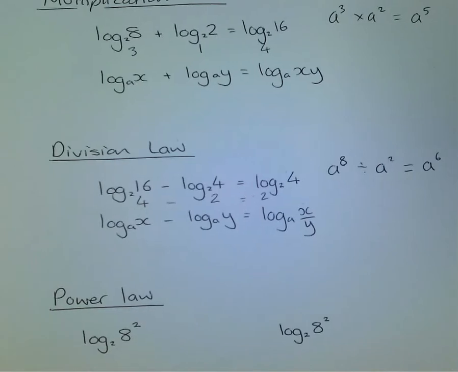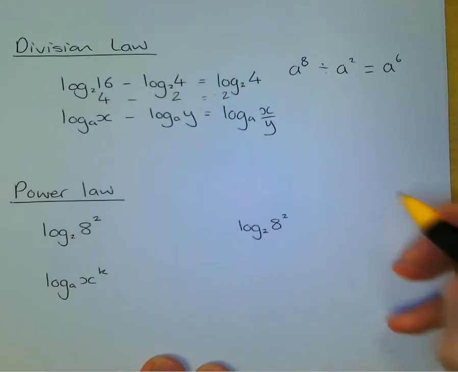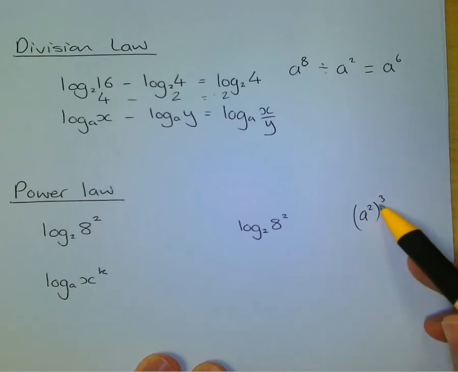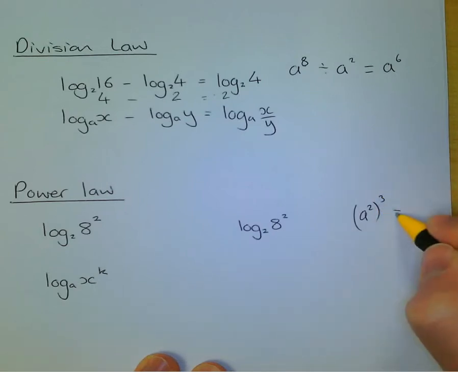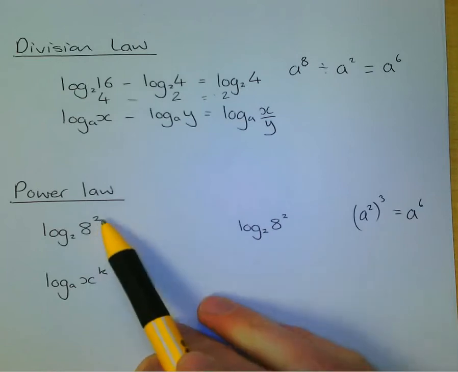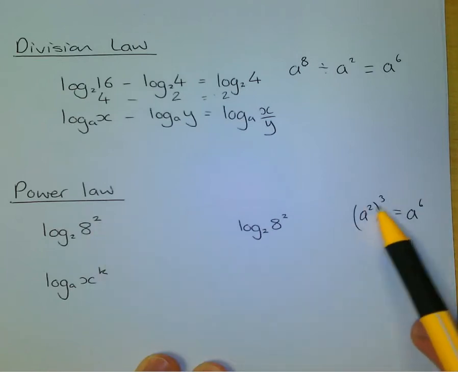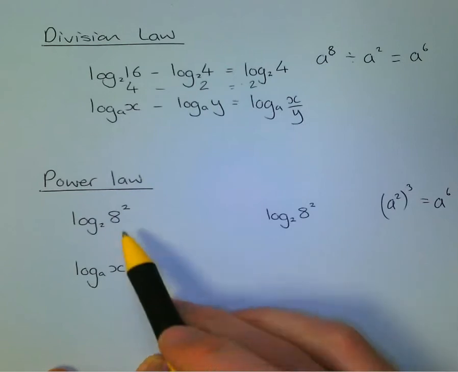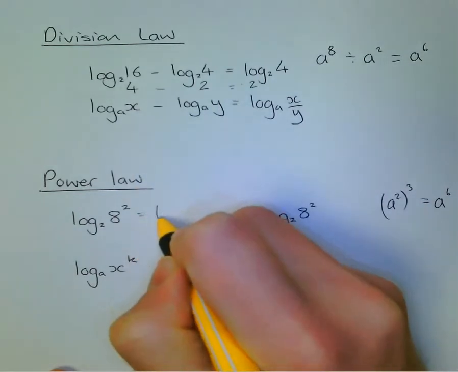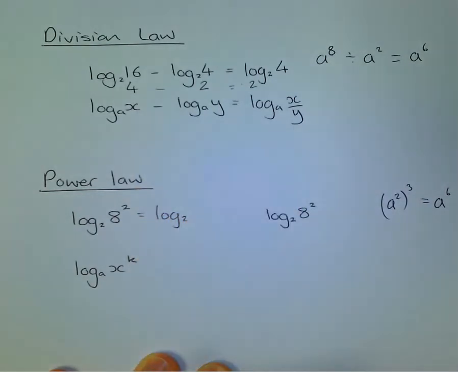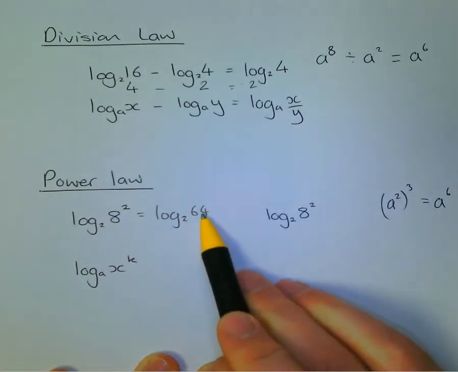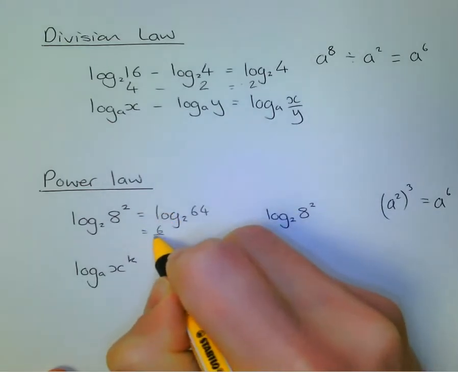Okay, now the power law. If we had a power to power, the power law for indices, we multiplied the powers. So now we're going to have a power and we're going to multiply. Dead easy to remember. Now we could look at this and say this is the same as base 2, but 8 squared, well that's 64. So 2 raised to the power of 64, well, that's 6. So we can say that's 6 without using a calculator.